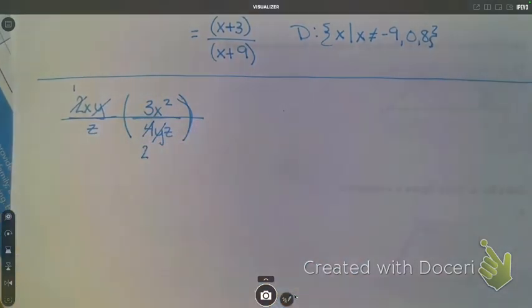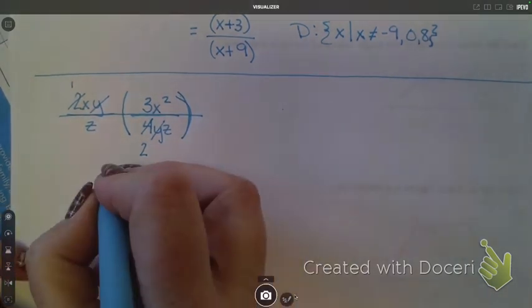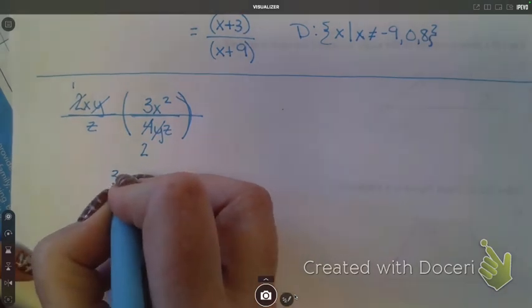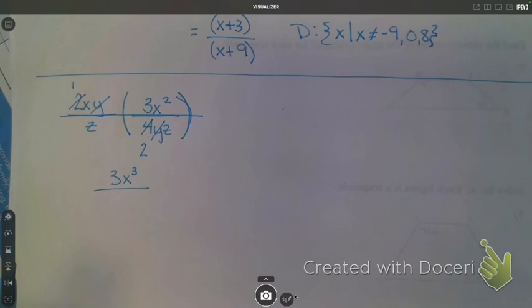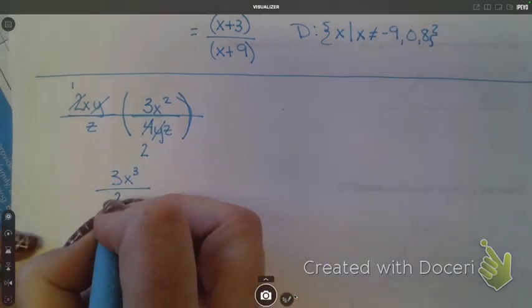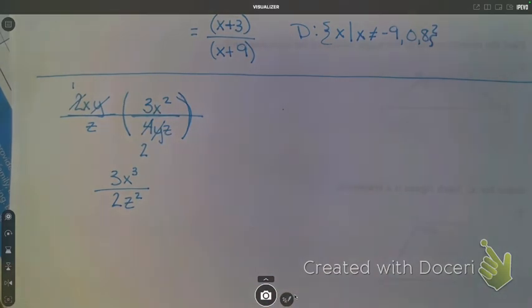Anything else? The x's? No, there's an exponent next to it. That means multiply, right? Not divide. So what's my answer? x over z, 3x to the third over 2z squared. That's all we have to do.